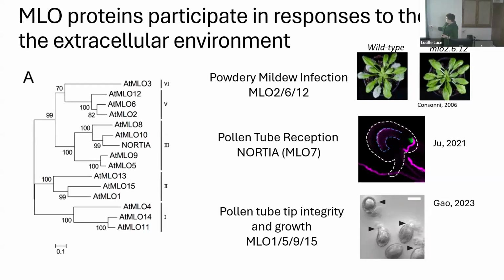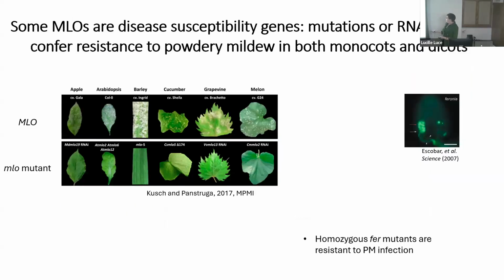Nordia is involved in pollen tube reception. And then there's another 4 MLOs, 1, 5, 9, and 15. If you knock all of them out, the pollen tubes burst early, so they can't maintain their integrity. The MLO disease phenotypes are conserved across monocots and dicots. So basically, any plant that gets infected by powdery mildew, if you can find the right MLO and knock it out, then the plant becomes resistant.